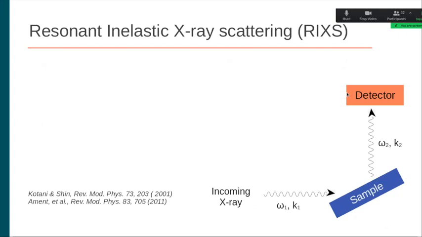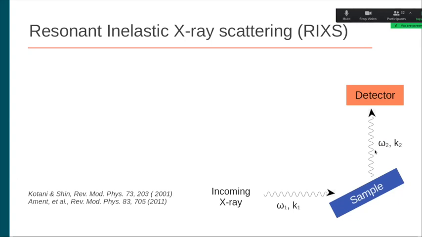So let me first start by introducing what resonant inelastic X-ray scattering is. In this scattering technique, an incoming X-ray photon is scattered by a sample. By controlling the energy and the momentum of the incoming photon, and by measuring the energy and the momentum of the emitted photon, we can get information about the electronic structure of our sample.